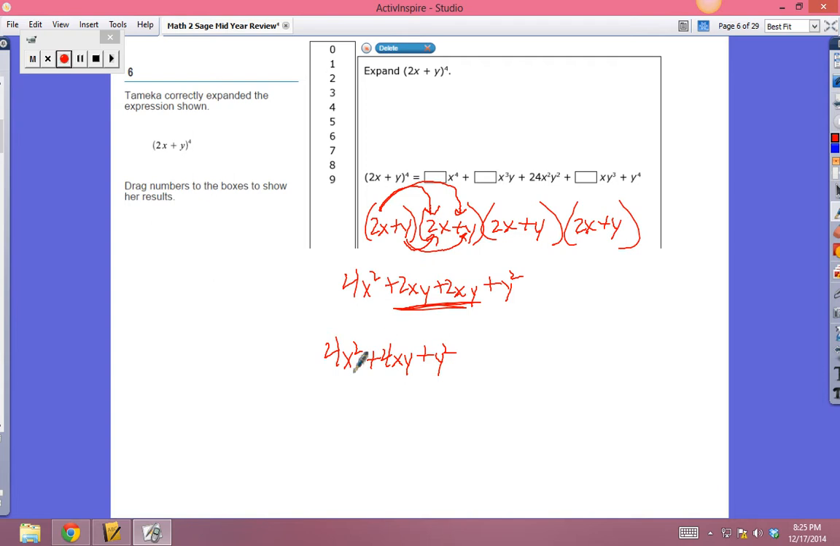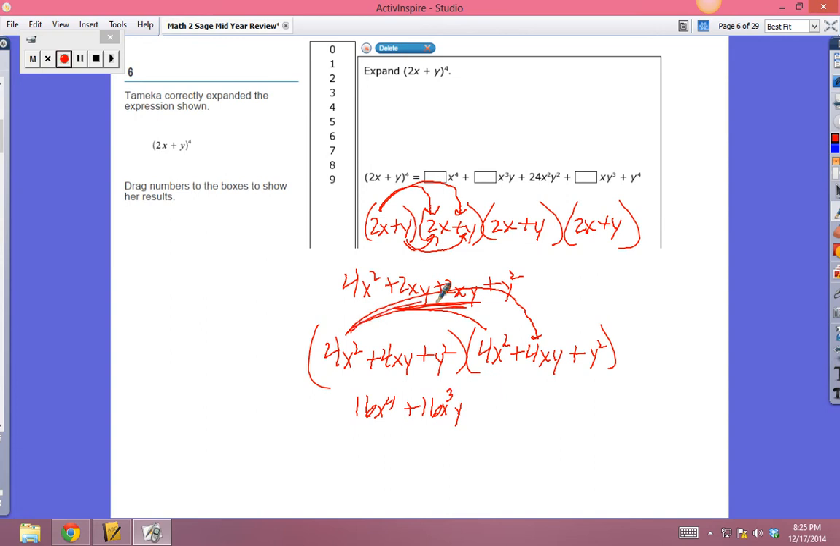And I know I'm going to have the same answer if I multiply these two together. So I'm going to take this answer and times it by itself. 4x squared plus 4xy plus y squared. Now if I times it by itself, 4x squared times 4x squared, that is going to give me 16x to the fourth. 4x squared times 4xy is going to give me 16x cubed y. And 4x squared times y squared is going to give me 4x squared y squared.